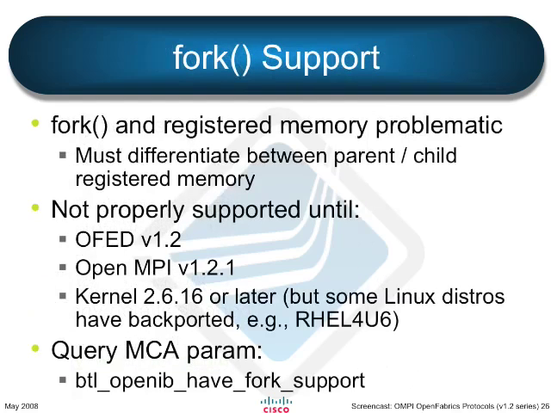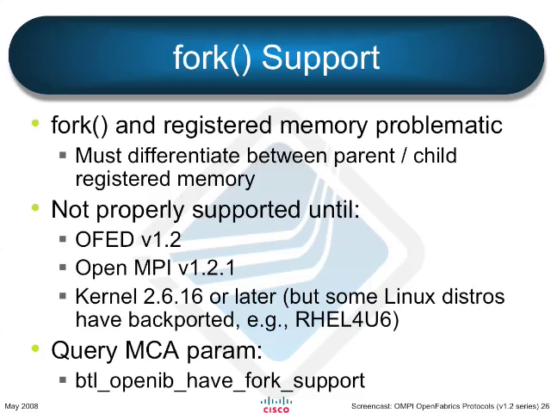Let's talk about a few other issues here. Fork support. So fork and registered memory are problematic in Linux. You must differentiate between the parent and child registered memory. And I'm not enough of a kernel guy to explain this properly, and if I did, I would get it wrong. So I will just say that it's problematic. It's not properly supported until these versions: OFED version 1.2, Open MPI 1.2.1, and kernel 2.6.16 or later, although some Linux distros have backported this.